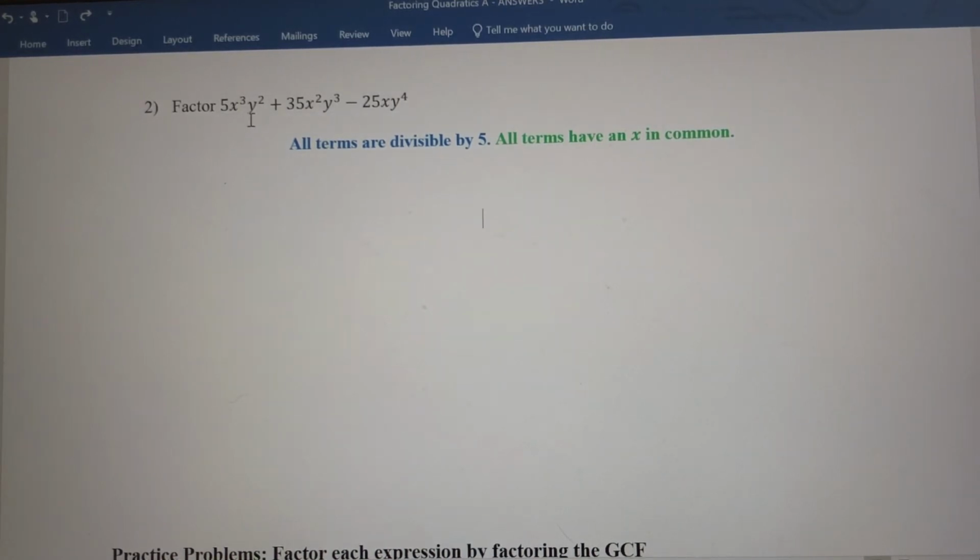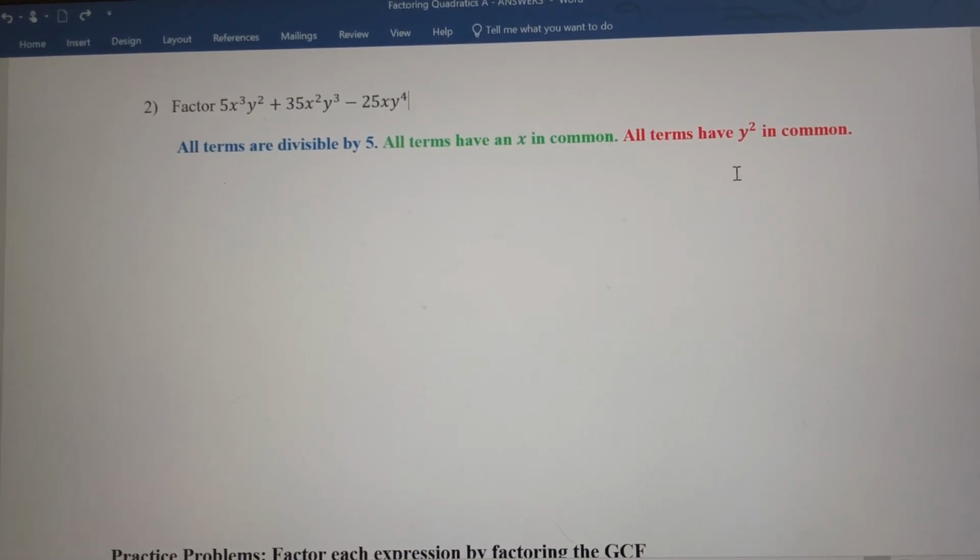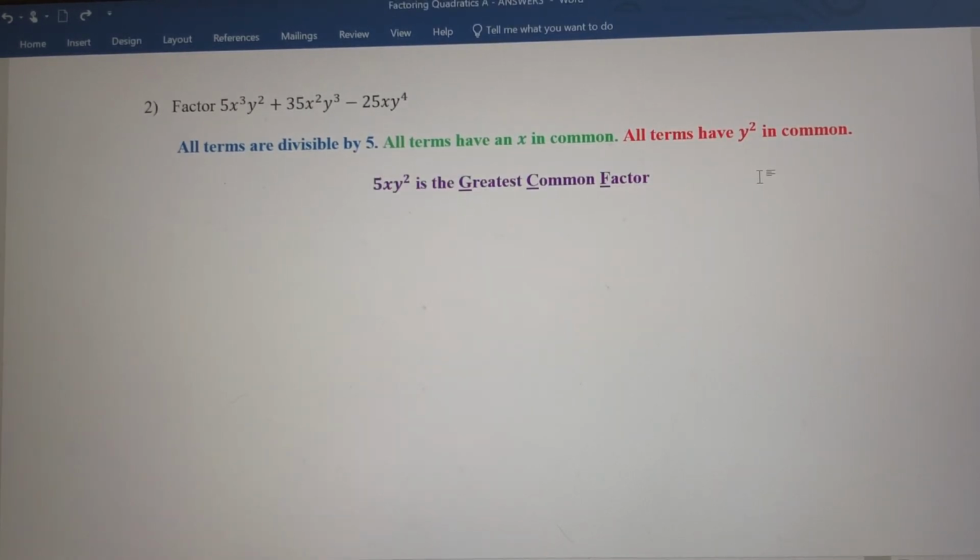If I only take out y to the 1st, then each of these terms is still going to have a y there. So I want to take out the greatest common factor, not just any common factor. So they all have a y squared in common. So what that means is the product of all of these pieces, 5x and y squared, is going to be my greatest common factor. So 5xy squared is the greatest common factor. This is going to be a part of my answer when I complete this problem.